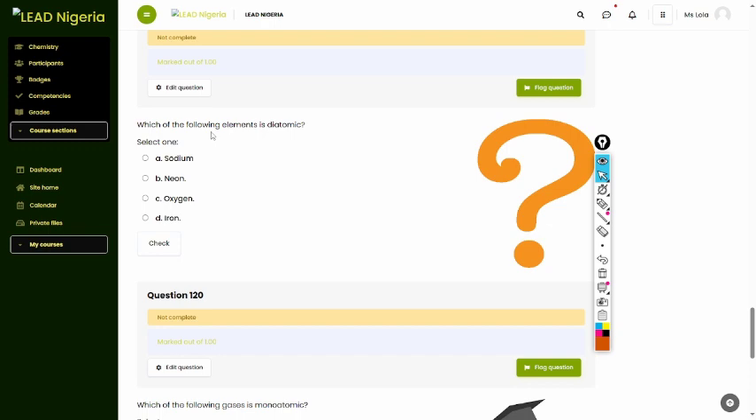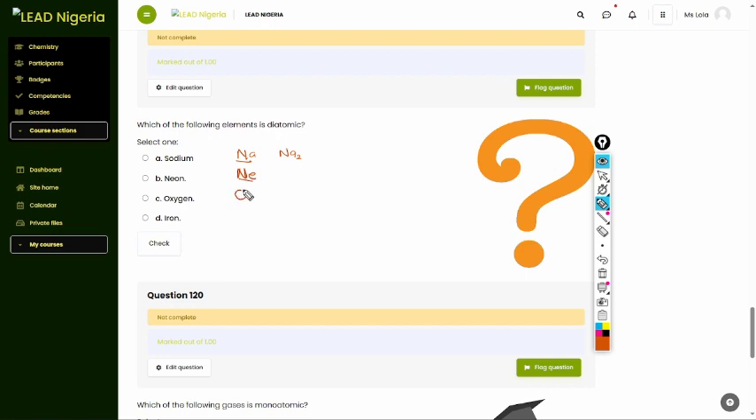Which of the following elements is diatomic? Diatomic means that it is stable when two atoms come together and form a molecule. Now, the property of diatomicity is mostly found in non-metals. So sodium as a metal can exist as a single atom. Sodium is often written as Na. You don't find sodium written as Na2 because it's stable as a single monoatomic element. Now, neon is very unreactive, so although it's a non-metal, because it's unreactive and stable, it can exist as a single atom.